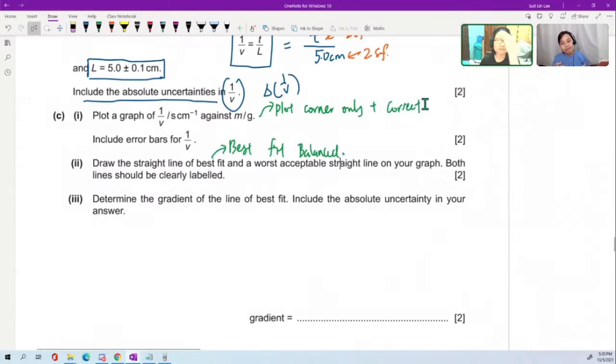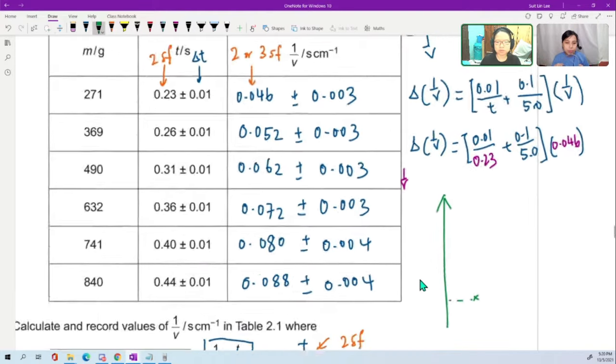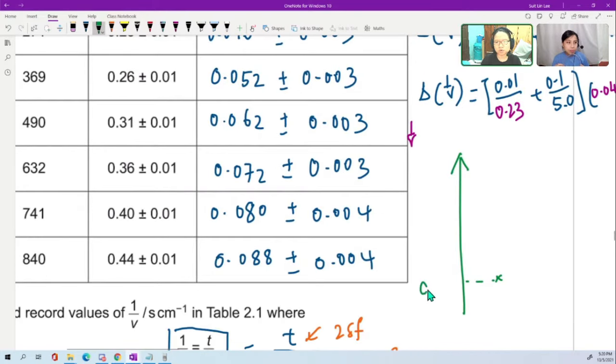So when you sketch an error bar, this 0.046 plus minus 0.003 is plus minus. So if you think about your y-axis, somewhere here, let me zoom in a bit, is 0.046, and then we plus minus, so plus 0.003. So this should be 0.049. Correct?